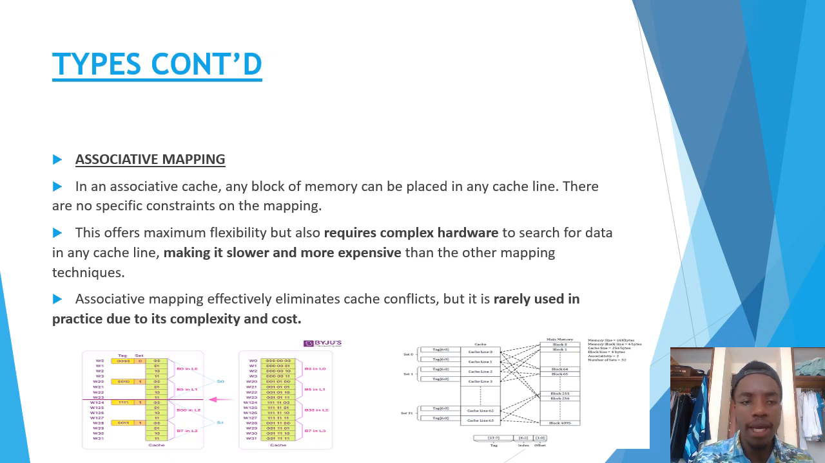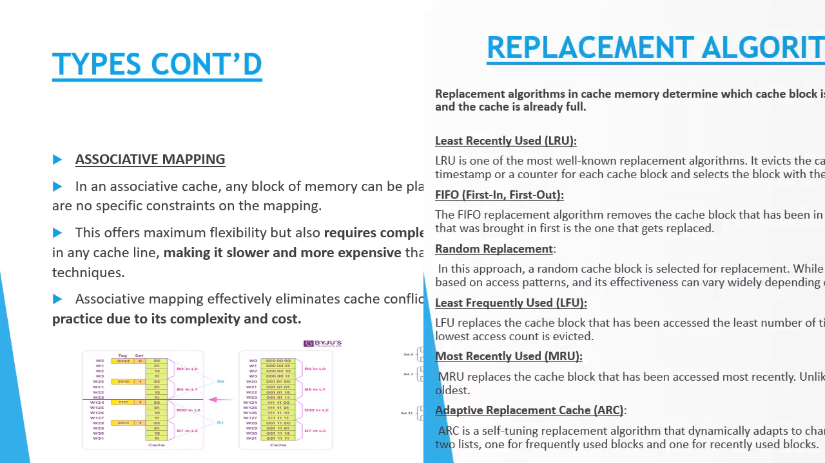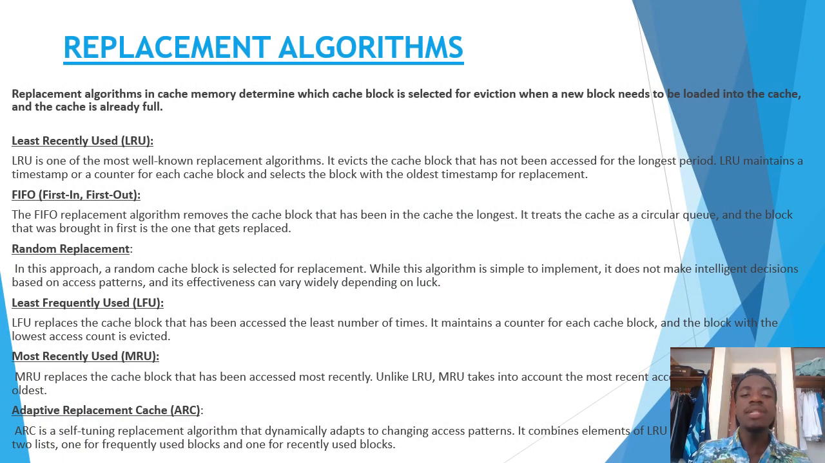Let's go to the replacement algorithm. Replacement algorithms determine which cache block is selected for eviction in case a new block is to be loaded and the cache is already full. Remember, it just applies in case the cache is already full, and it shows which cache block is to be selected for eviction.